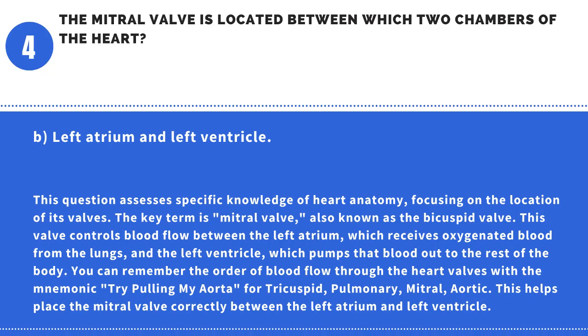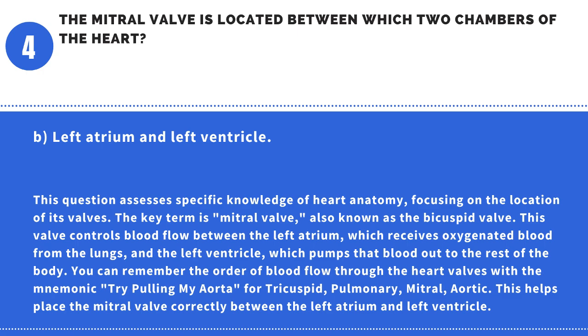Answer: B. Left atrium and left ventricle. This question assesses specific knowledge of heart anatomy, focusing on the location of its valves. The key term is mitral valve, also known as the bicuspid valve. This valve controls blood flow between the left atrium, which receives oxygenated blood from the lungs, and the left ventricle, which pumps that blood out to the rest of the body.